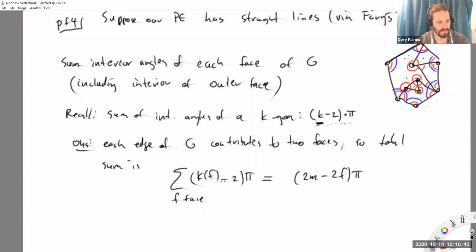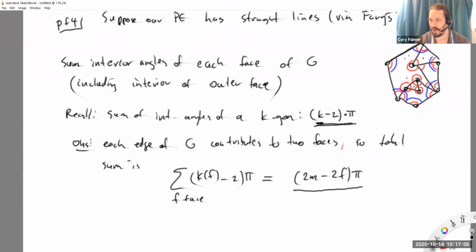Anyway, you don't actually need this thing here. You can conclude this, right? If I sum this thing over every face, the total at the very end will be 2 times the number of edges minus 2 times the number of faces, because this minus 2 appears for every face, times pi, okay?